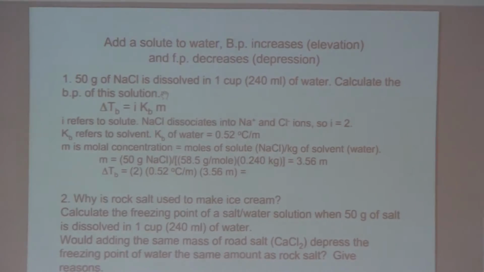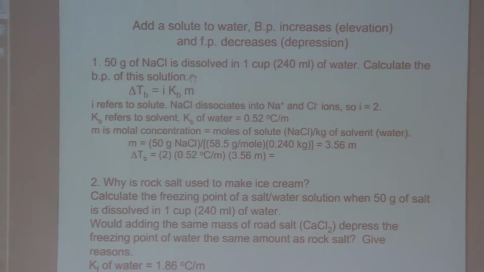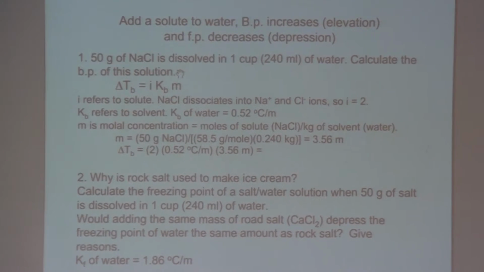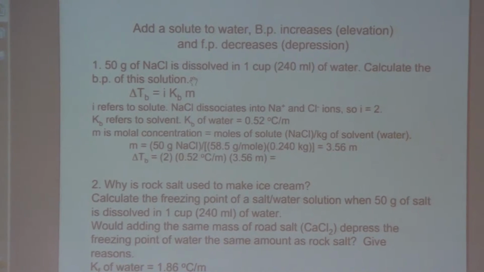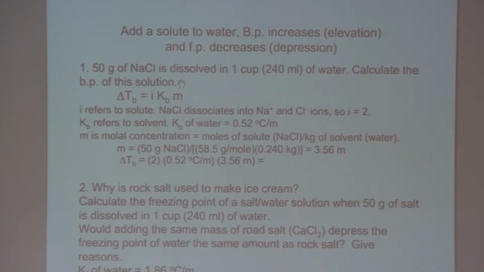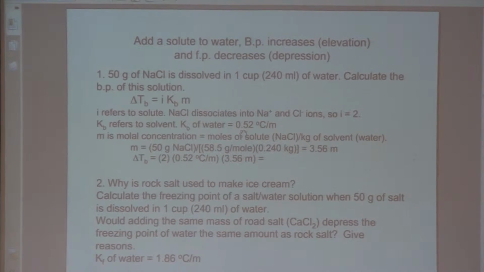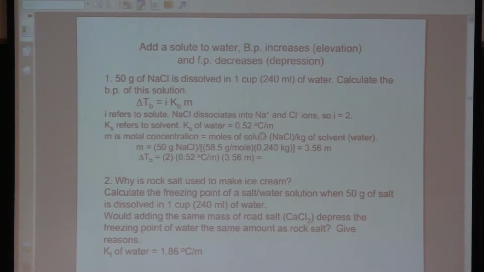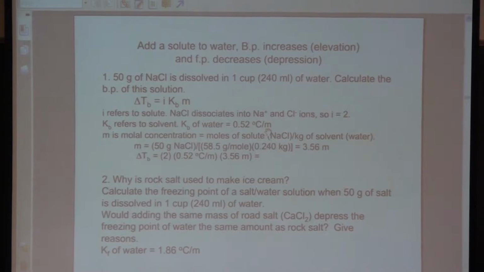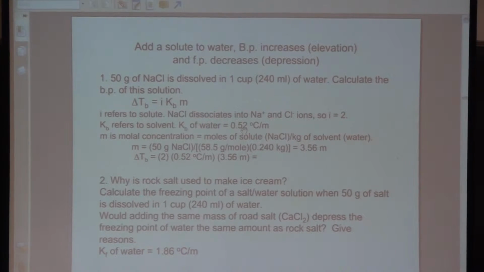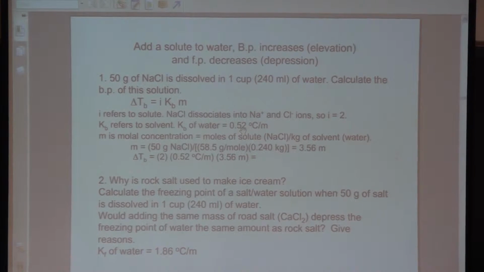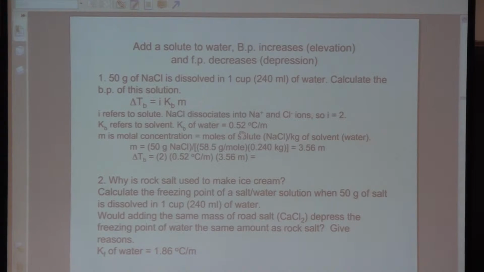So in other words, if you have a 1 mole solution of any solute, that's going to raise the boiling point of water by 0.52 degrees. Again, if you have a 1 molal solution, the boiling point of water is going to be increased, or raised, or elevated by 0.52 degrees.